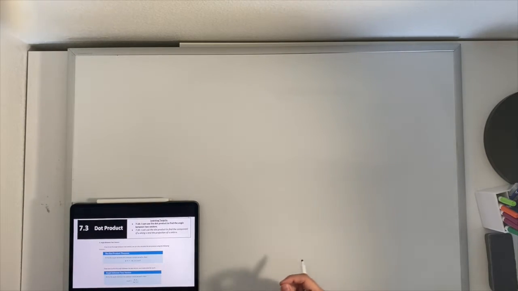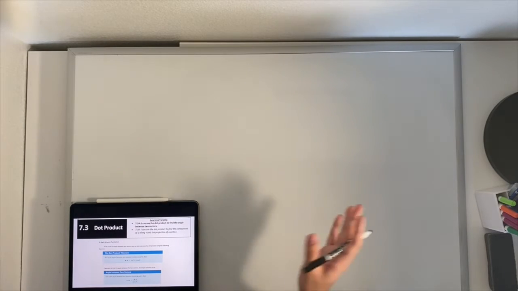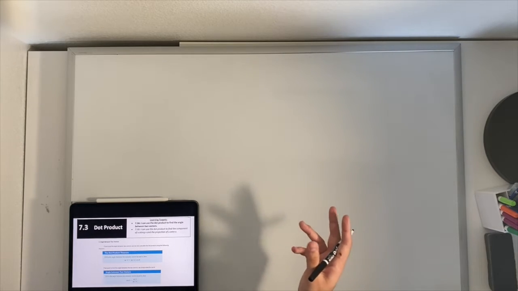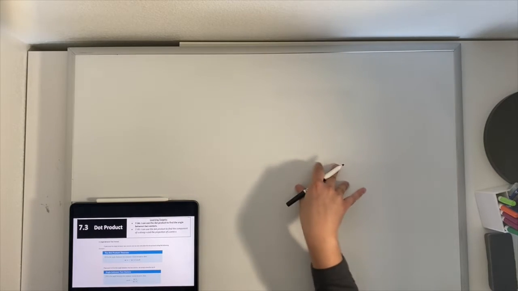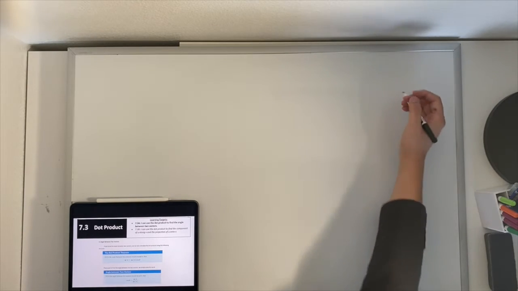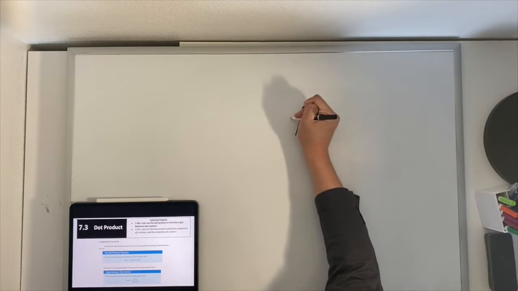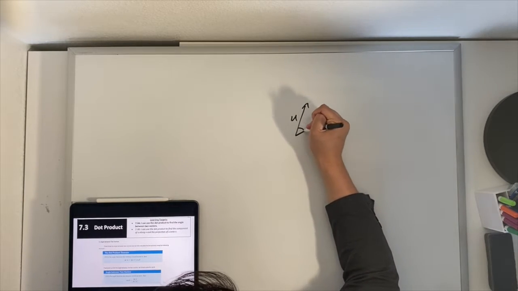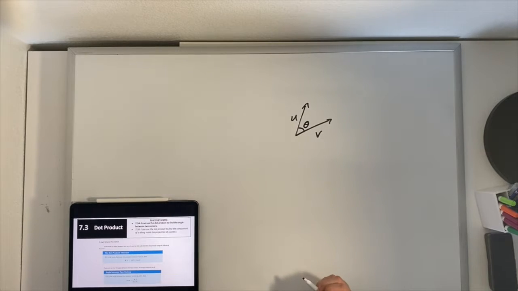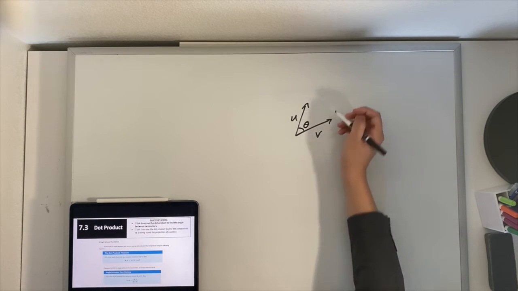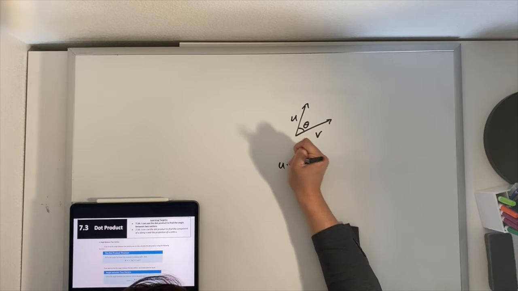Now, what can we do with the dot product? Well, if we know the angle between two vectors, there is a theorem that allows us to find the dot product without doing the calculations that we just did. Here's what I mean by that. If this is vector u and this is vector v, and we want to know the angle between them, then we have this theorem.